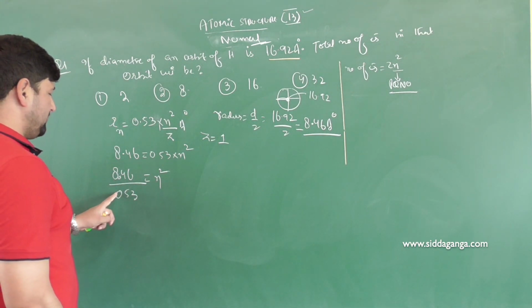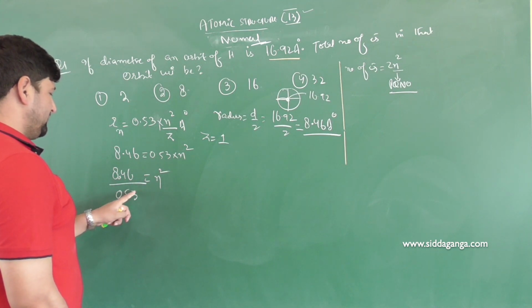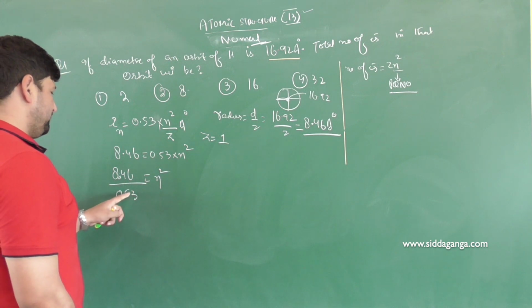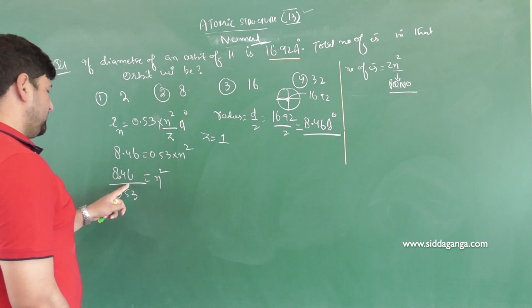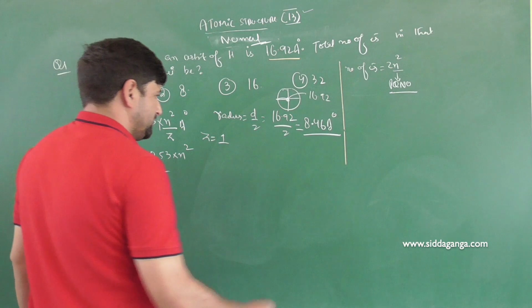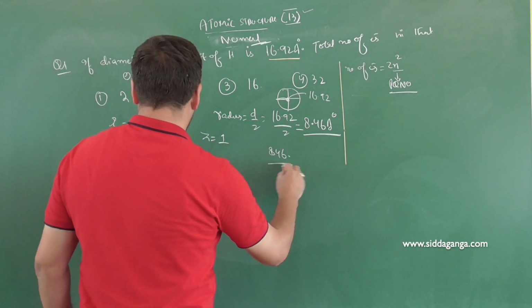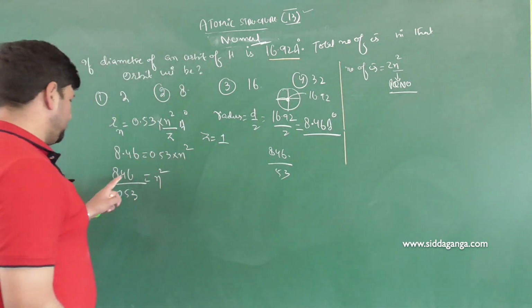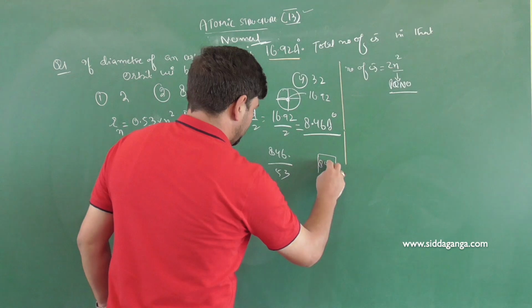0.53 into 10 will be 5. We need 8. If you make it 20, it will be close to the value of 15 to 16. We can even solve it, children. So we have 8.46 divided by 0.53, so can I make it 846 divided by 53? 846 divided by 53. Have a look at this.